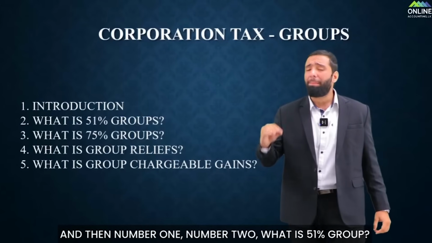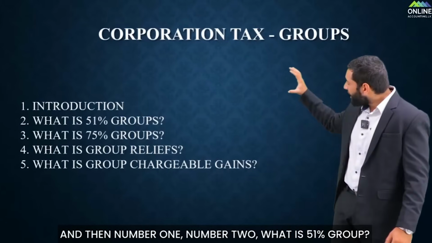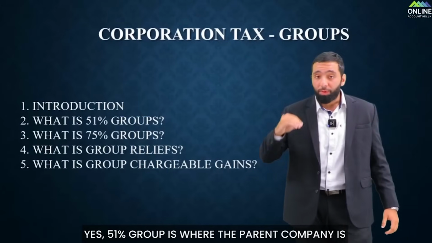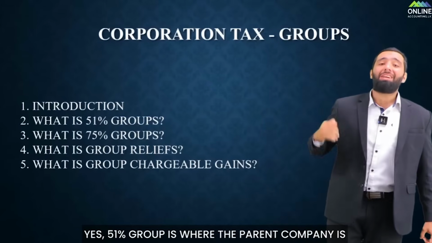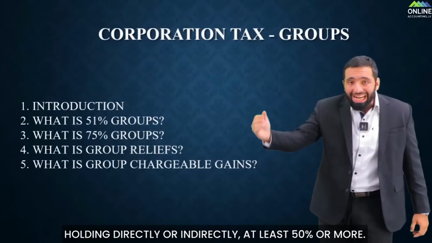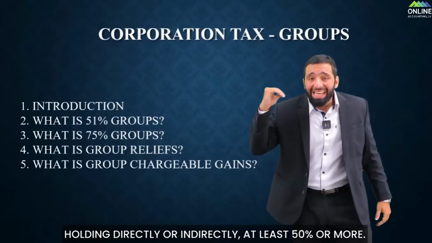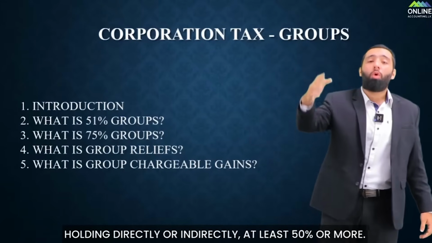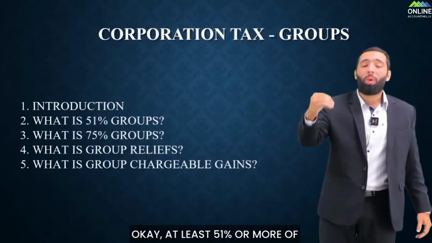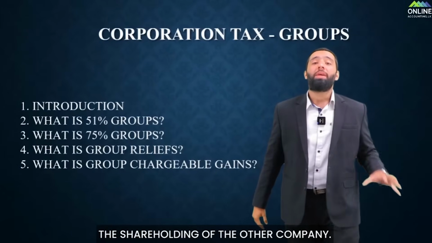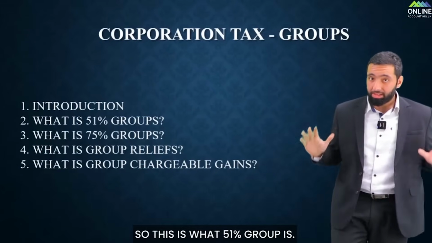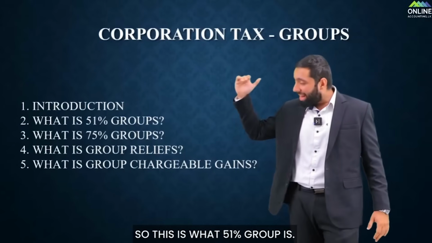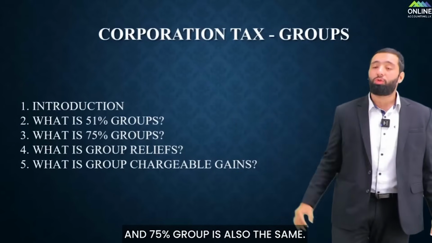And then number 2, what is 51% group? Yes, 51% group is where the parent company is holding directly or indirectly at least 51% or more of the shareholding of the other company. So this is what 51% group is, and 75% group is also the same.